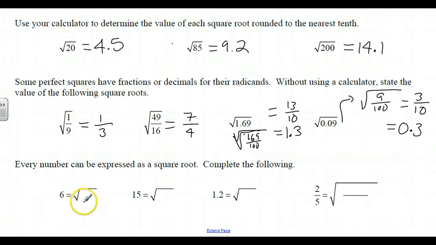Every number can be expressed as a square root. So 6 is the square root of some number. Well, that number is, I have to square the 6, right? So 36. 6 squared is 36. 15 is the square root of, and we can just look in our chart there, right? 225. 1.2. Okay, wait, we know 12 squared is 144, so 1.2 squared must be 1.44.